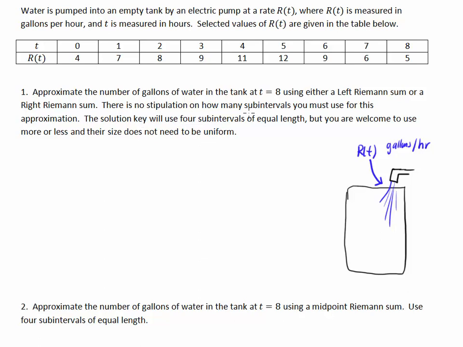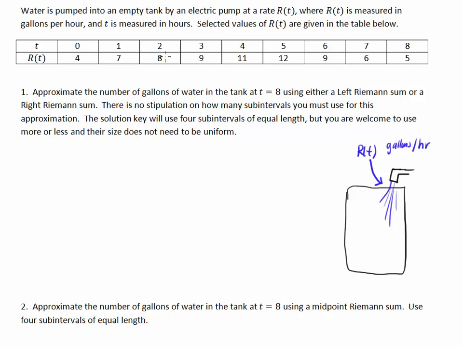So this problem is just kind of play around with left sums and right sums, depending on how many subintervals you choose to have and their width. You're going to get a different answer than somebody else who might choose different characteristics, and that's okay. These are approximations. So I'm going to do what the solution key does, and I'll do both. I'll do a left sum and a right sum. We're going to do 4 subintervals of equal length.